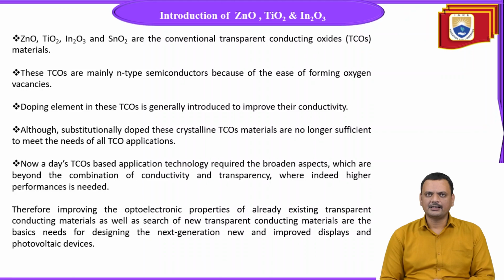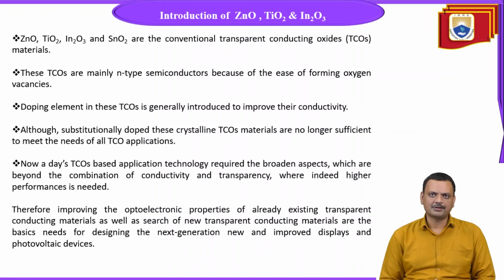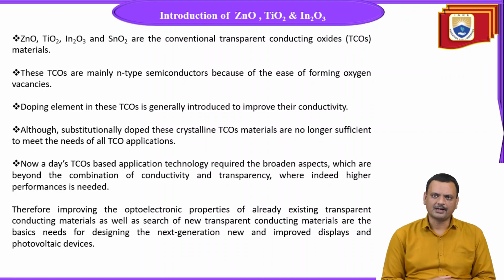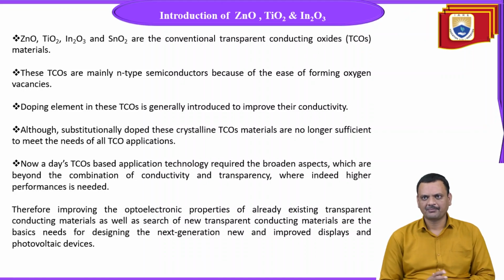So zinc oxide, titanium dioxide, indium oxide, and SnO2, another member of the same family. These are metal complex oxides. SnO2 is known as tin oxide, a conventional transparent conducting oxide material, TCO. Transparent conducting means those that are conducting as well as transparent. Generally, both properties are not found in one material.